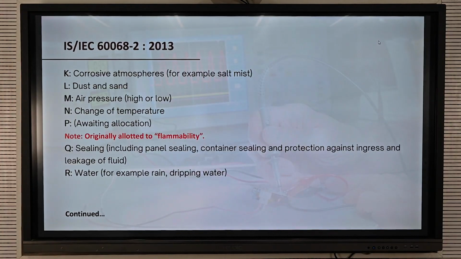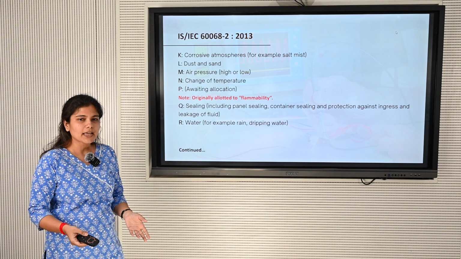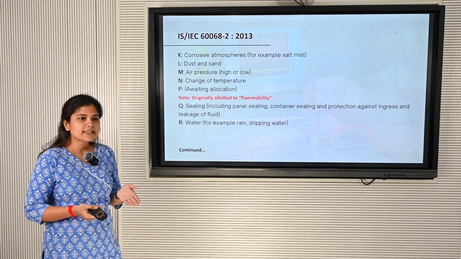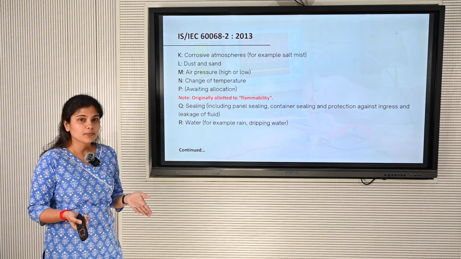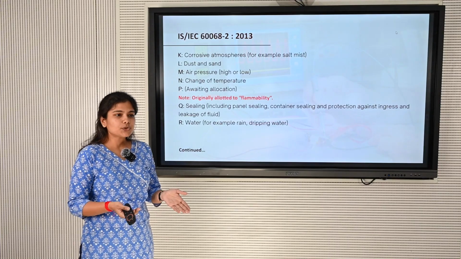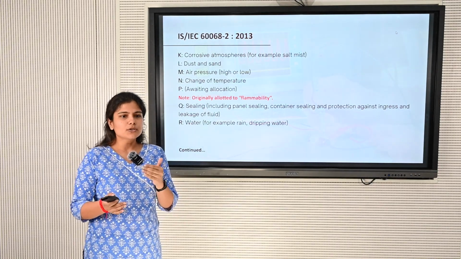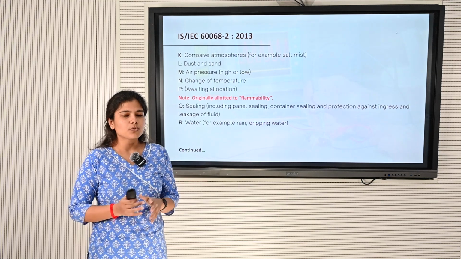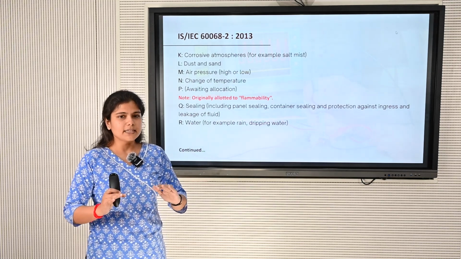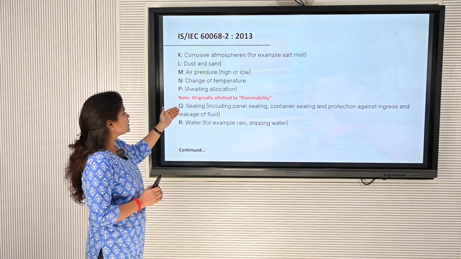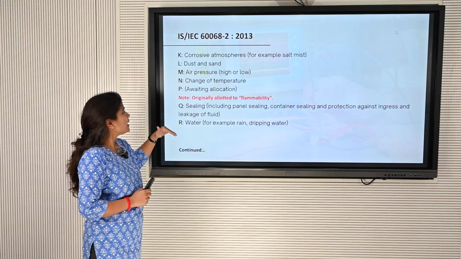Next we have test K, that is the corrosive atmosphere test, generally the salt mist test. What happens if I go out to a seaside with my mobile phone or say my laptop? It should not stop functioning because of the effect of the salt mist that is there in the atmosphere of a seaside, right? So that is test K.